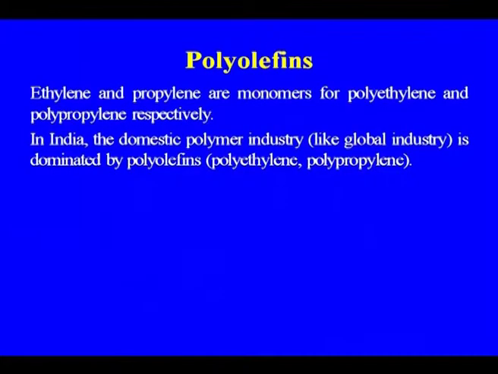In India, the domestic polymer industry is dominated by polyolefins, meaning polyethylene and polypropylene. So far as polyolefins are concerned, Reliance, Haldia and GAIL are the major players. Now IOC is also coming, and ONGC, after it comes, will also be a major player. But at this stage it is Reliance, then Haldia and GAIL, these three, and still the major share is of Reliance, so far as polyethylene and polypropylene are concerned.